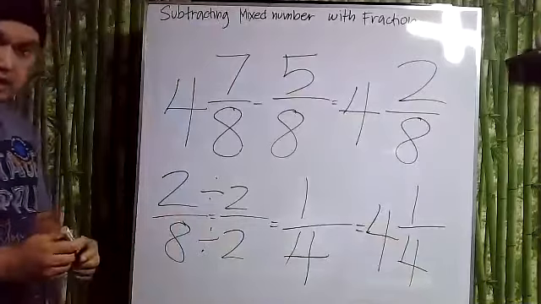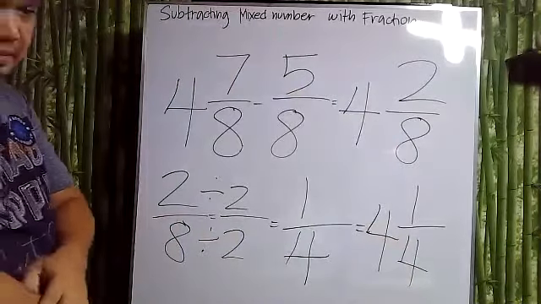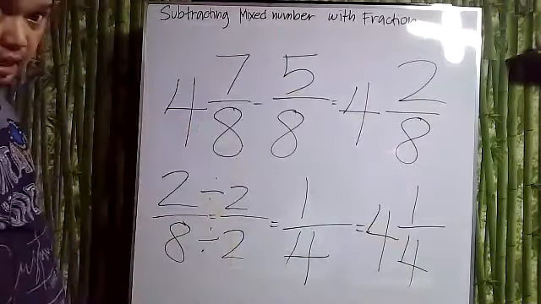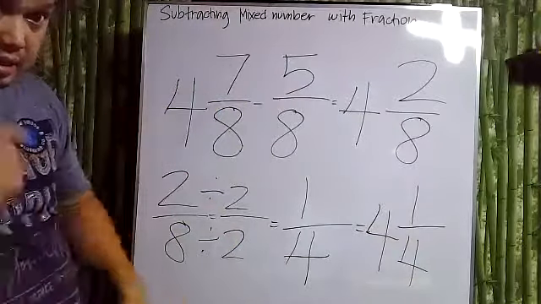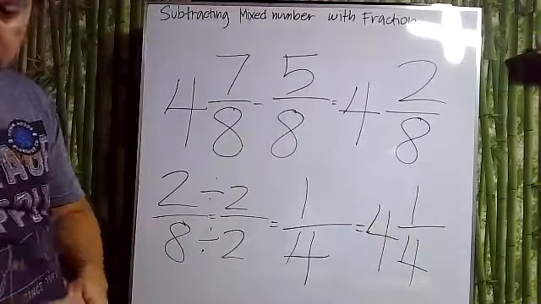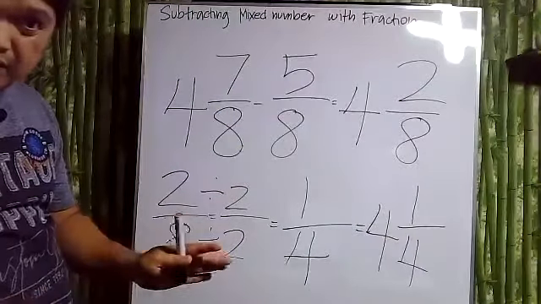So that's how you subtract a mixed number with a fraction. Just subtract the whole number first, then subtract the fraction. So that's it for today.